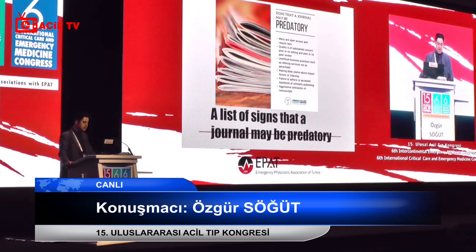There is a list of signs that a journal may be predatory. Firstly, many predatory journals are open access and require fees. Quality is of substantial concern, with poor or no editing, and poor or no peer review. Unethical business practices such as offering services not as advertised, making false claims about impact factors or indexing, failure to adhere to accepted standards of scholarly publishing, and aggressive solicitation of manuscripts.